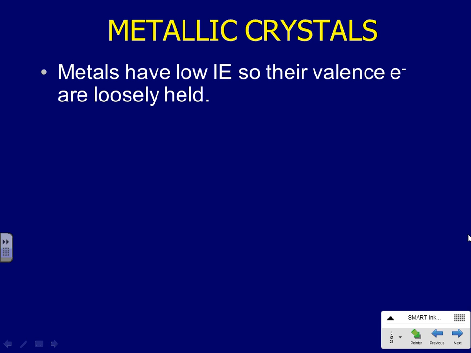If you have a hunk of copper, there is a regular repeating lattice structure, just like the ionic, of copper atoms. They're not ions, they're atoms. So when you have a hunk of copper, you have a lattice structure of copper atoms. If you have gold, you have repeating gold atoms. If you have a hunk of sodium, you have repeating sodium atoms.